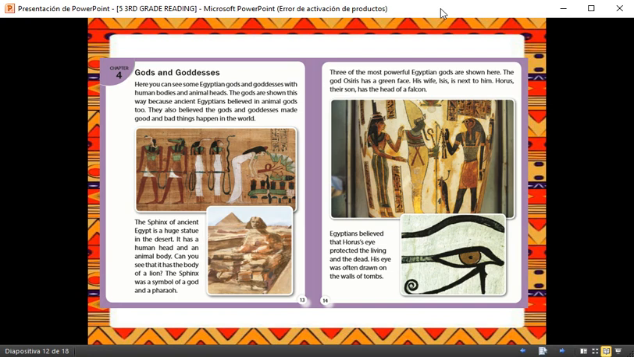The Sphinx of ancient Egypt is a huge statue in the desert. It has a human head and an animal body. Can you see that it has the body of a lion? The Sphinx was a symbol of a god and a pharaoh.